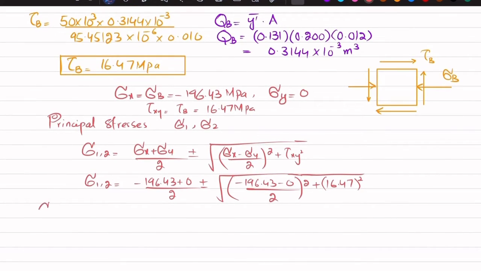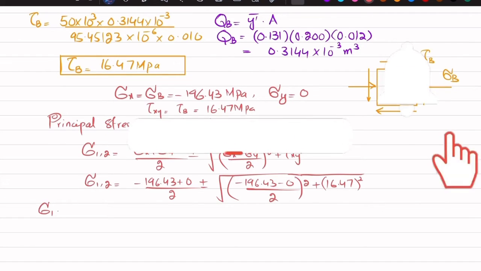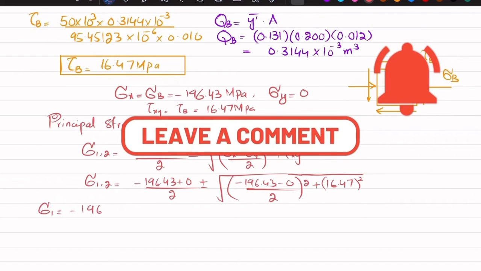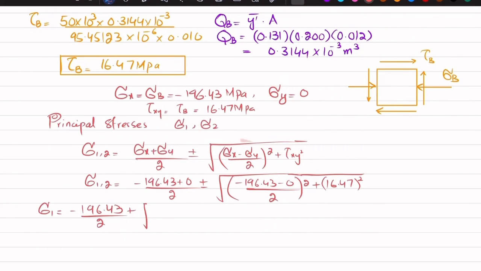So sigma 1 is equal to minus 196.43 divided by 2 plus the root of (196.43 divided by 2) whole square plus 16.47 whole square. And when you calculate, it will be equal to 1.37 megapascal.